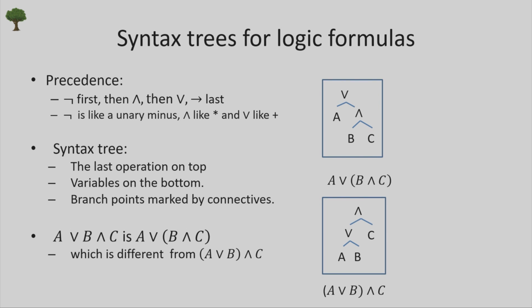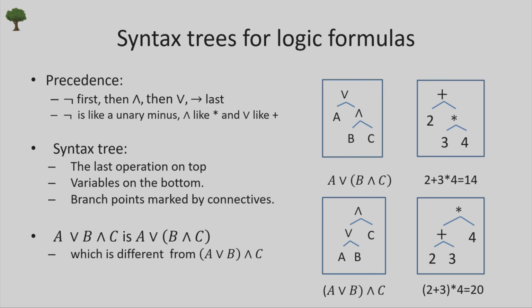So now you see that those formulas are really different because their trees look different. And actually the shape of those trees, if you look from afar and squint, should remind you of something. The first one is essentially the same shape as 2 plus 3 times 4, with a plus for the OR and a times for the AND. And the second one is the same shape as 2 plus 3, times 4. And you know that those will give you different answers.